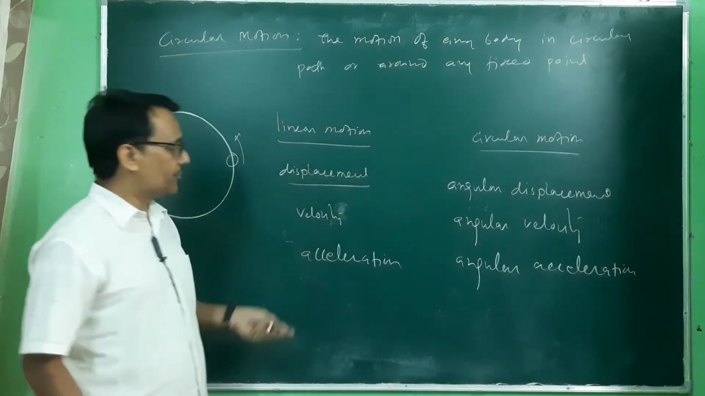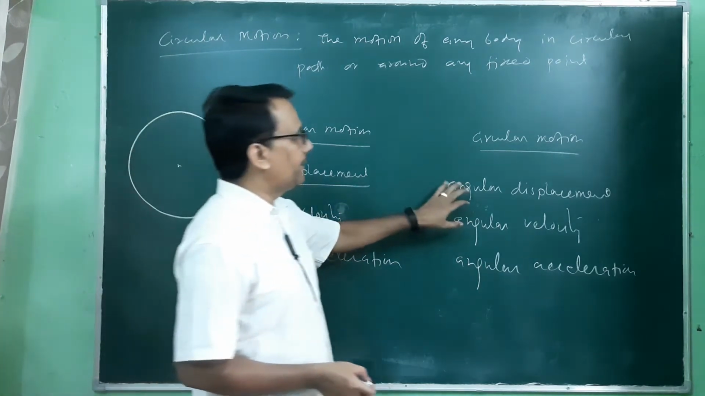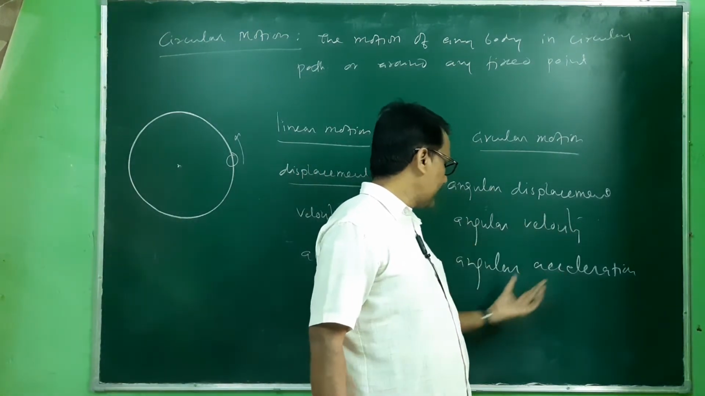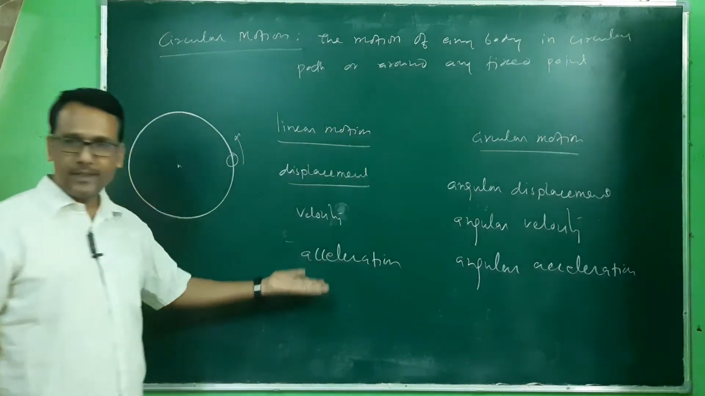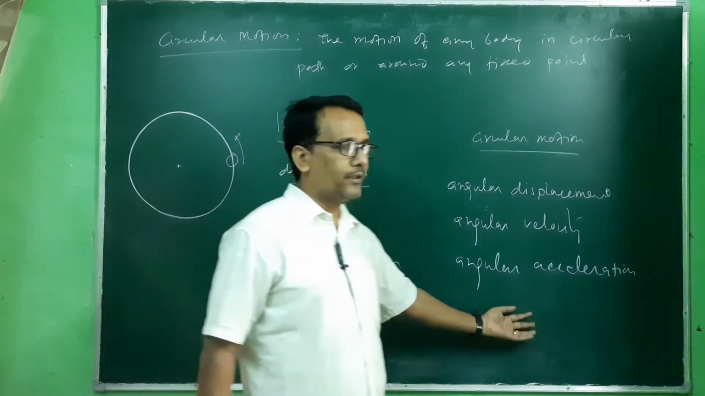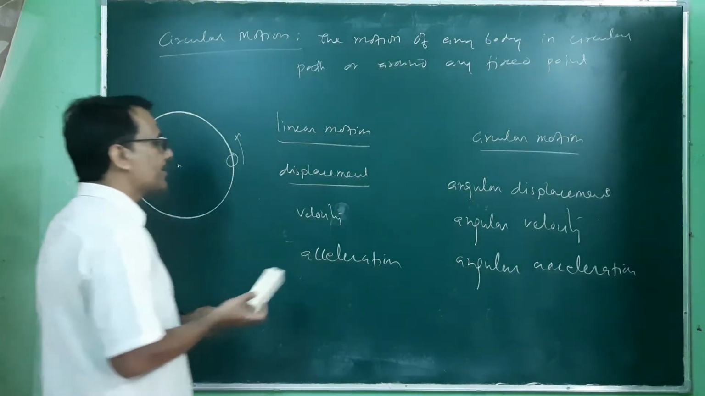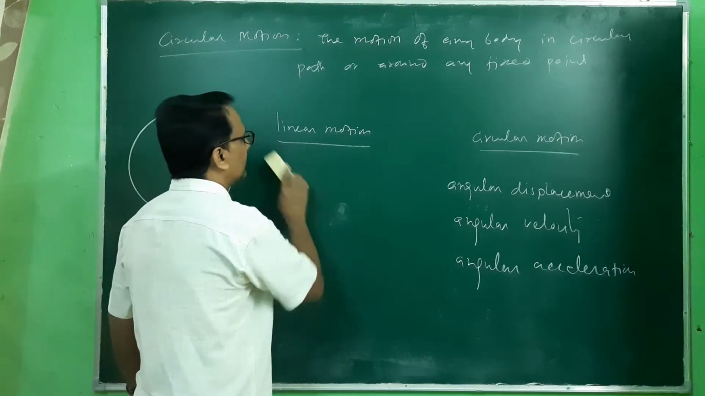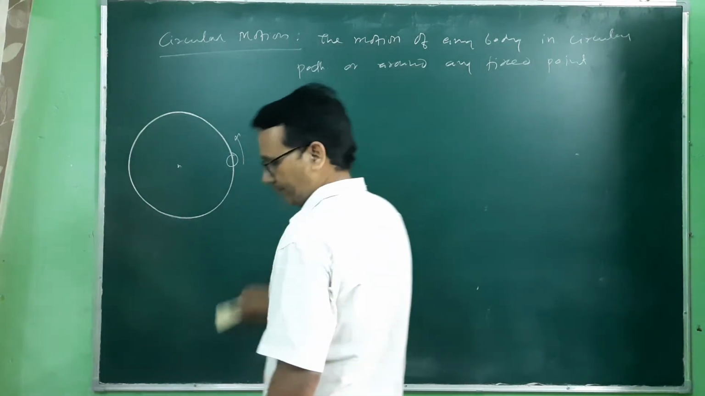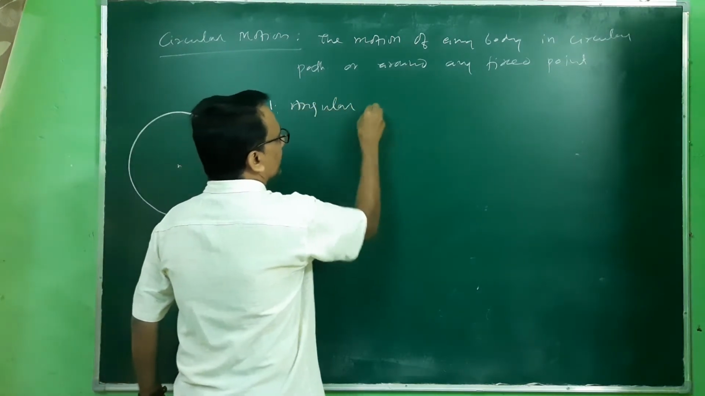So these are the terms used in similar linear equations of motion. And here in the circular motion we will have to define this angular displacement, angular velocity and angular acceleration. And the time is the same. Here we also take time as a parameter, and sometimes we will use the time period. So let's define angular displacement first.